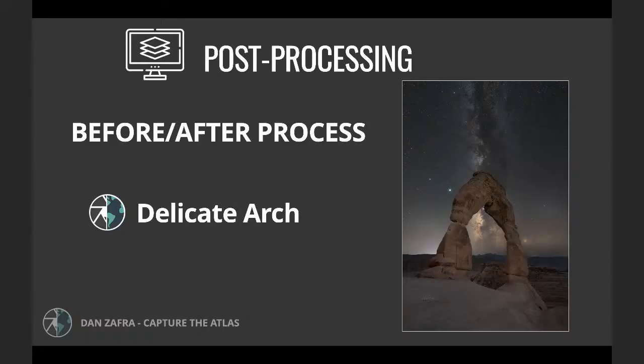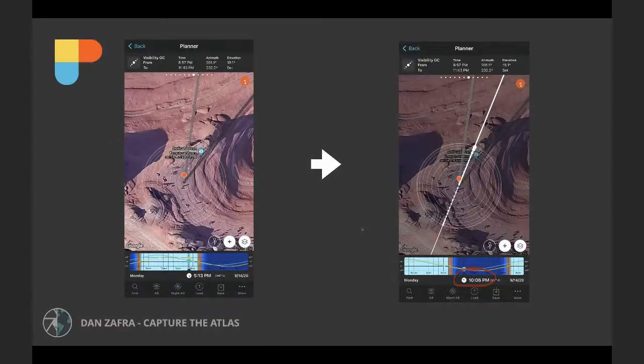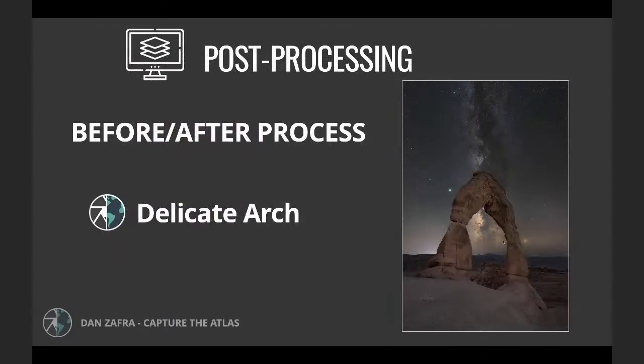So the first image was taken at Delicate Arch in Utah. With this image, first of all, I'm going to show you a few tips for the planning using PhotoPills, which is the app that I always use for this kind of shooting. My goal with this shooting was to align, as you can see here, the Milky Way with the arch. That was the main goal.